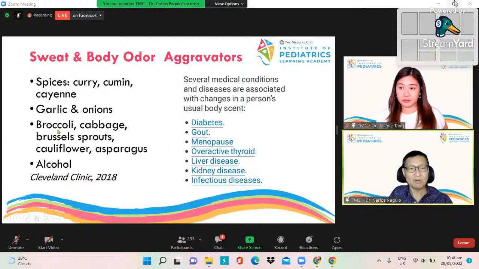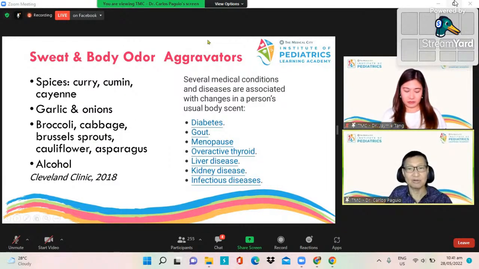They asked me, Doc, why are broccoli, cabbage, Brussels sprouts, cauliflower, and asparagus bad? Aren't these healthy foods? What's wrong with them? If you eat a lot of these things, they produce sulfur. Sulfur, when secreted, produces sweat and body odor.